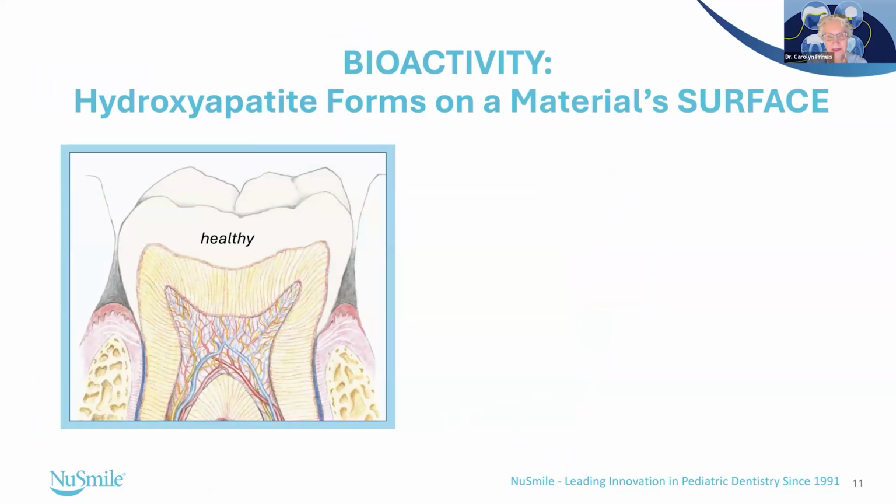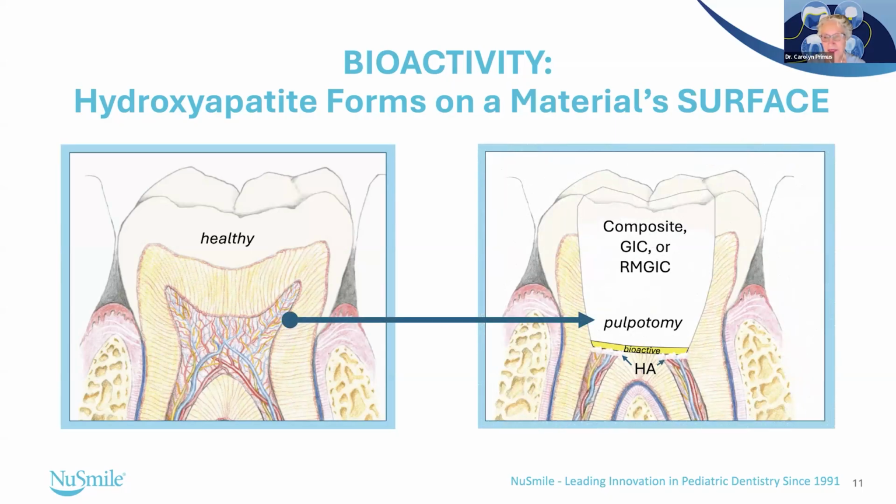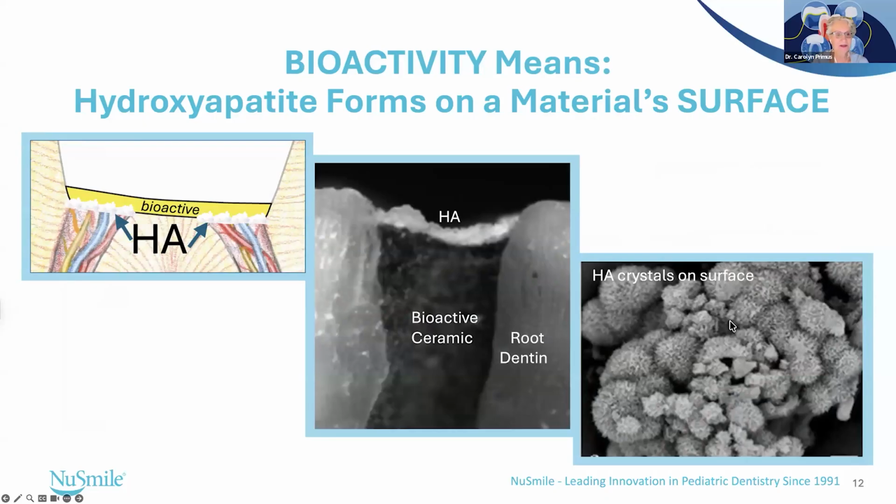Let's talk about bioactivity. It's a much used term these days, but I mean bioactivity is the formation of hydroxyapatite on the surface of a material. So if we start with a healthy tooth and then it becomes carious and you have to treat it, you're going to ideally insert some bioactive material in contact with the pulp if you're doing a pulpotomy, and then cover that over with some restorative material. But let's focus on this little area here of the contact of the pulp material with your bioactive.